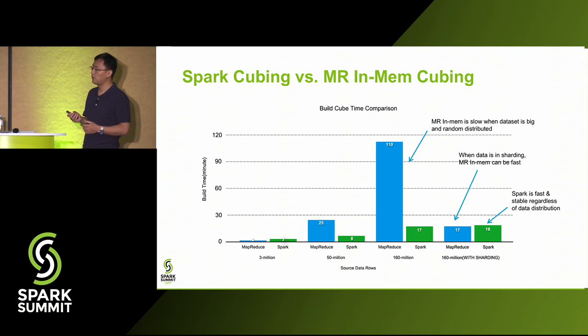For both randomly distributed and well distributed data, Spark cubing is very stable and its performance is very close to the best performance of MapReduce in-mem cubing. So we see Spark cubing with the layered algorithm is the best choice here for Apache Kylin.